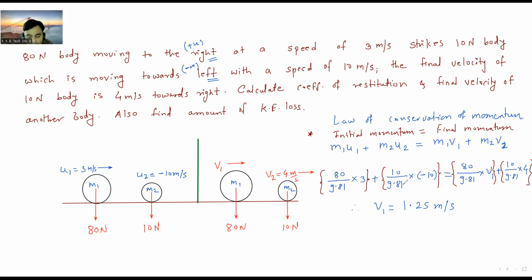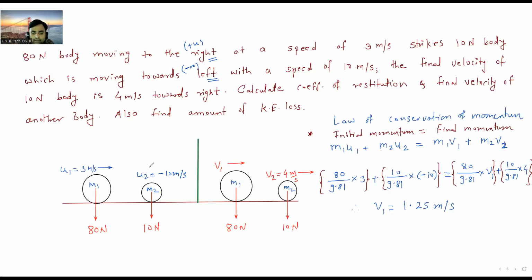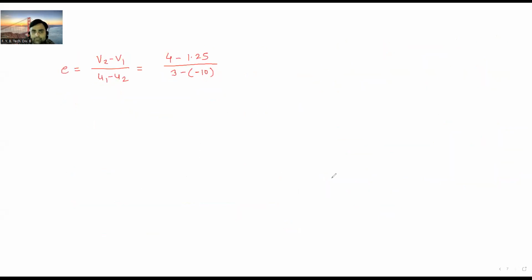Now we will calculate the value of coefficient of restitution. So here E is equal to (V2 minus V1) divided by (U1 minus U2), which is equal to (4 minus 1.25) divided by (3 minus 10). See here, because towards left we have taken it minus, towards right it is plus. Okay, here I have shown. If it is moving, velocity is to the right hand side direction, then it is plus. If it is in the left hand side direction, then it is minus. If you solve this, you will get the value of coefficient of restitution.